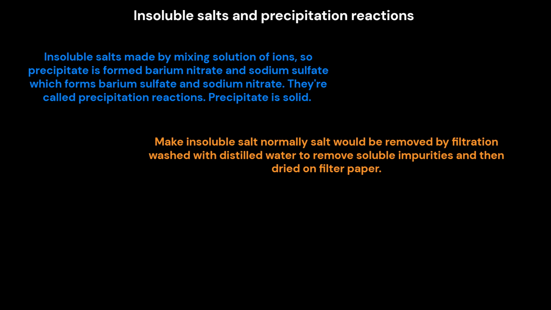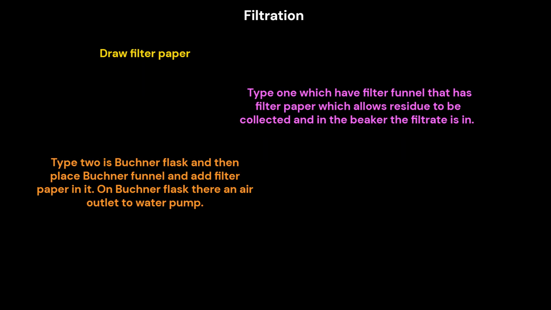Insoluble salts and precipitation reactions. Insoluble salts are made by mixing solutions of ions, so a precipitate is formed. Barium nitrate and sodium sulfate form barium sulfate and sodium nitrate. They're called precipitation reactions. The precipitate is a solid. To make an insoluble salt, normally the salt would be removed by filtration, washed with distilled water to remove soluble impurities and then dried on filter paper.